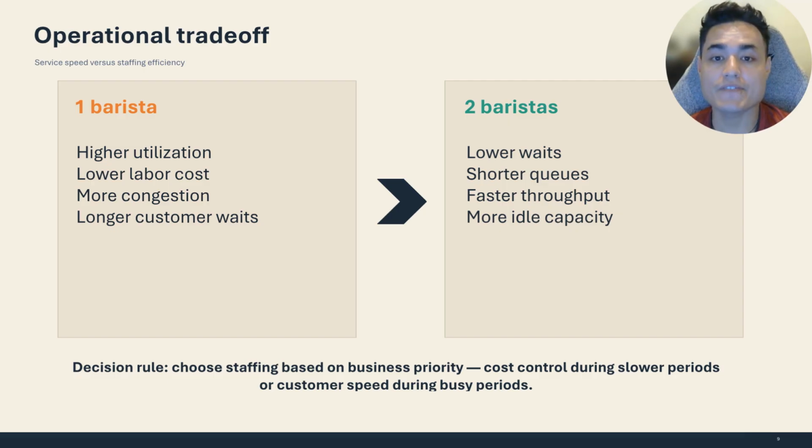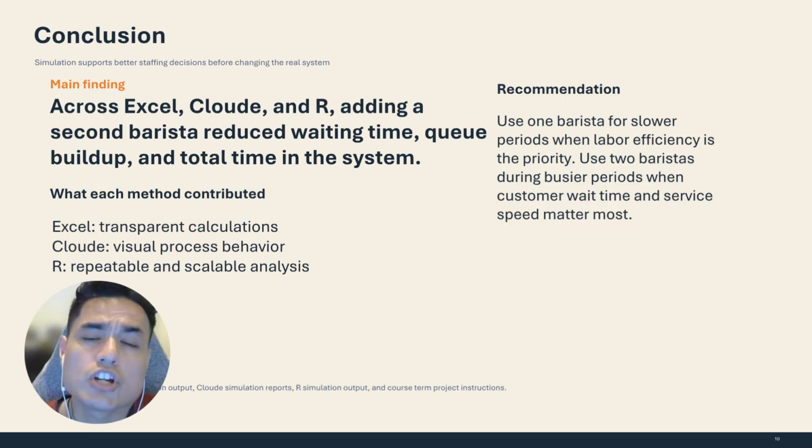So the best staffing decision depends on the business goal. If the priority is controlling labor costs during slower periods, one barista may be enough. But if the priority is reducing wait times and improving customer satisfaction during busy periods, two baristas would be the better choice. In conclusion, all three simulations support the same main finding. Increasing service capacity improves queue performance.